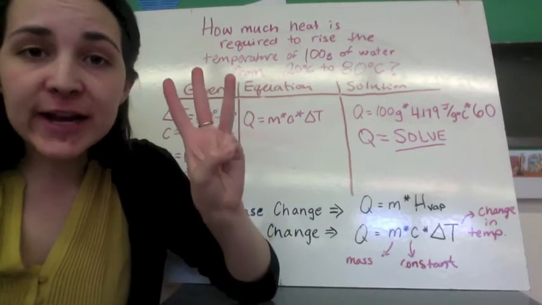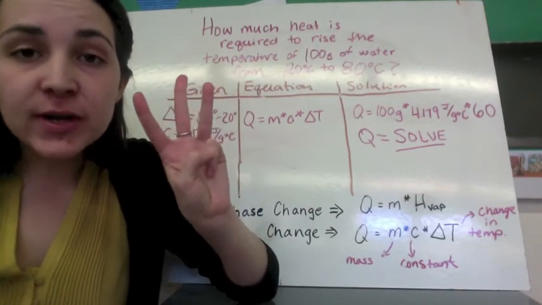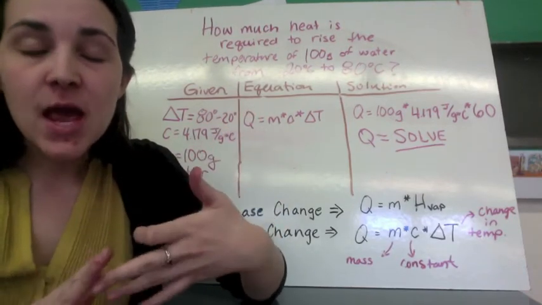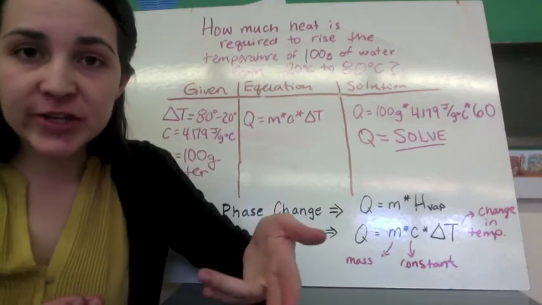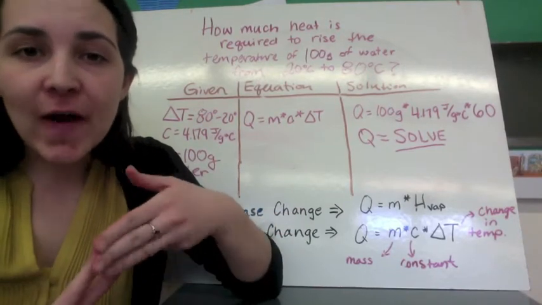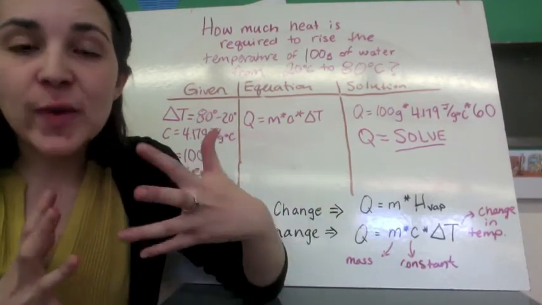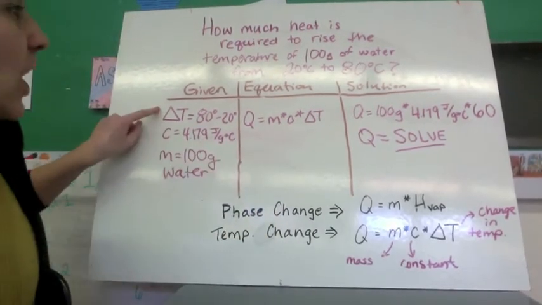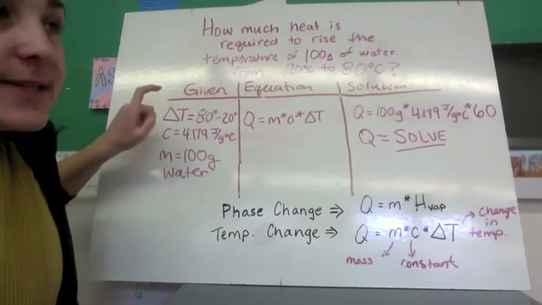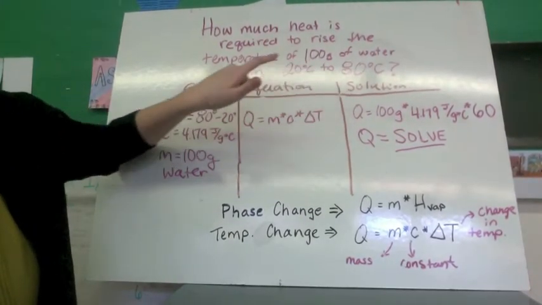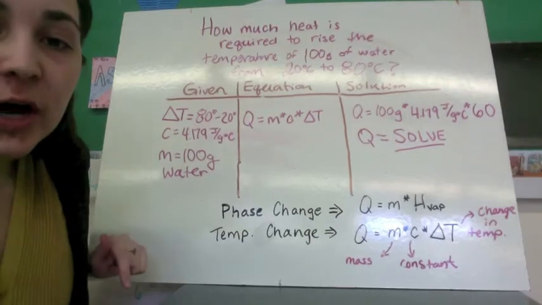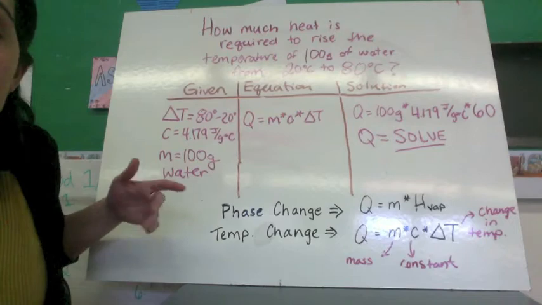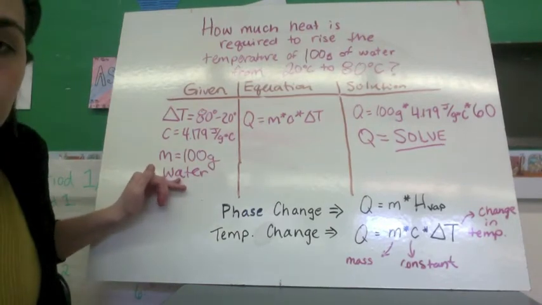We're going to have 3 different columns. The first column is for our given information, things that we got from the problem. The second column is going to be for the equation that we're using, and the third column is going to be for solving. So in this case, our given information is what I've listed. We know that the change in temperature is going to be from 20 to 80 degrees Celsius. We also know that the mass of water is 100 grams. And finally, we know that we're dealing with water.